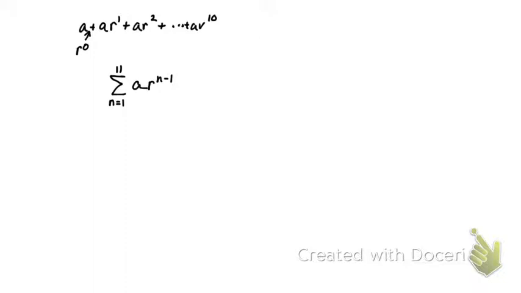An alternate version to this one is you could do the summation of AR to the n, where we let n equal 0 to 10, and both of those are the exact same thing. That's just a change of index. My index went from 1 to 0, so that means I add it to my variable.